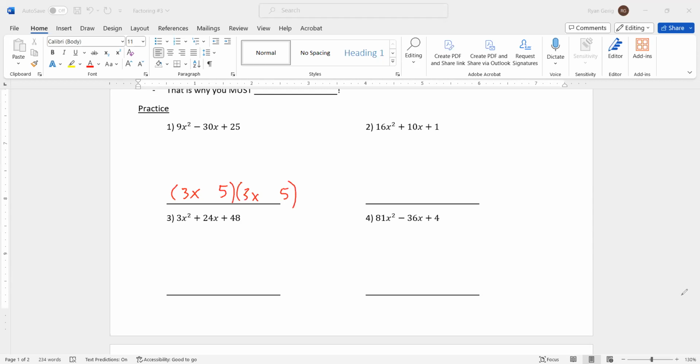Now, they have to add to get negative 30x. So they have to add to get negative 30. That means they both have to be negative.